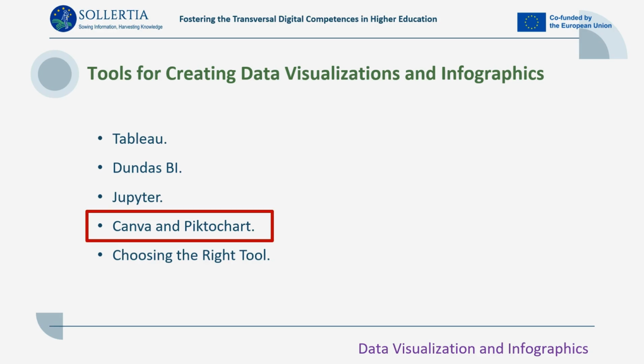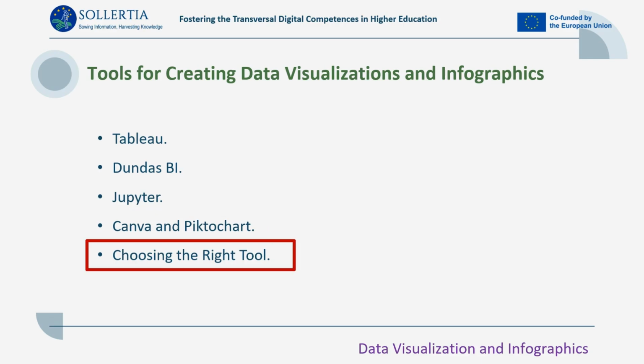Canva and Piktochart are both user-friendly tools specifically designed for creating infographics. Canva offers a range of templates, icons, and design elements, making it easy to create visually appealing infographics without any design experience. Piktochart is another excellent tool, particularly for creating infographics with data visualizations. Both tools are ideal for non-technical users looking to create professional-looking visuals.